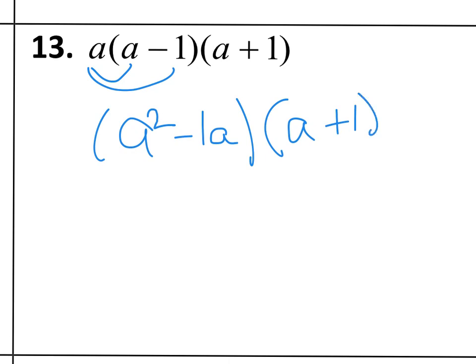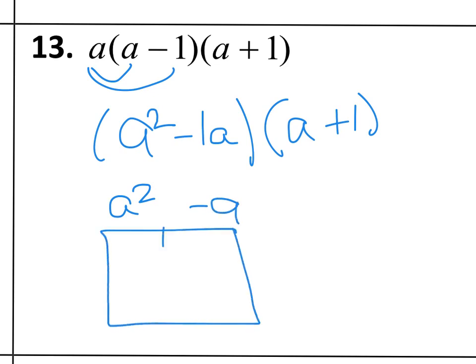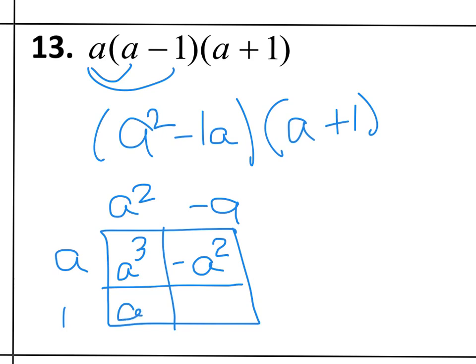So we can set up our box of a squared minus a. And our other side is going to be a plus 1. So this will give us a cubed, minus a squared, and minus a.